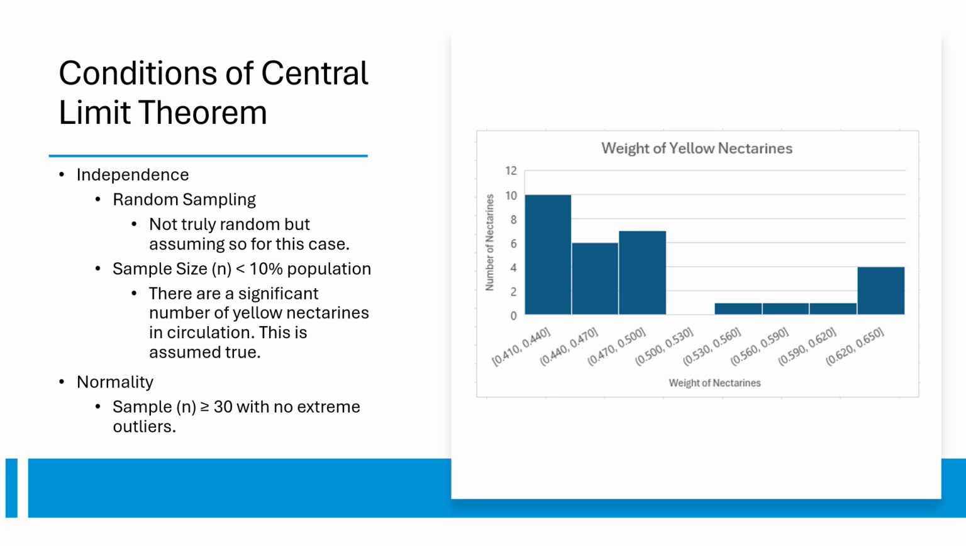As far as sample size, there are yellow nectarines in many stores across the country, so we can assume the sample is less than 10% of the population. As for normality, since we have 30 samples and no extreme outliers, we can assume that this meets the requirements for the central limit theorem.